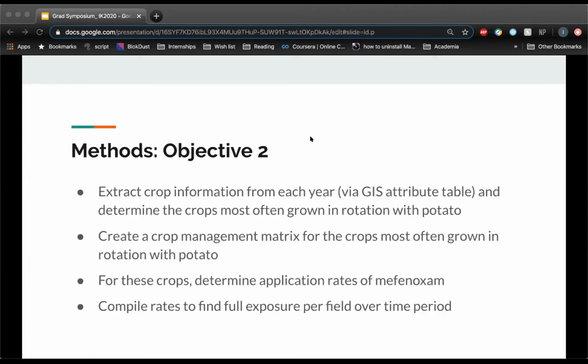So for these crops, we want to determine application rates of mefenoxam and compile those rates to find full exposure per field over the time period. That third point will be a challenge. Determining the rates is going to be one of the harder parts of this project. Some of the things we've been considering are surveys to growers, looking at labels and suggested application rates, as well as extension recommendations for growers.